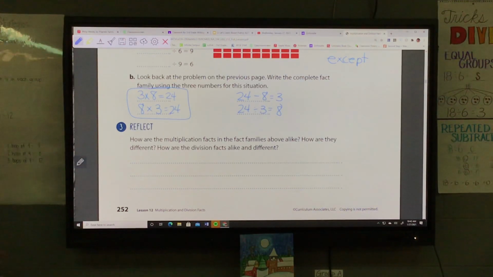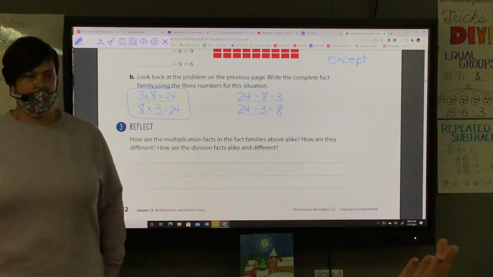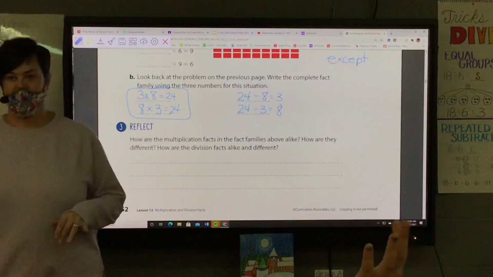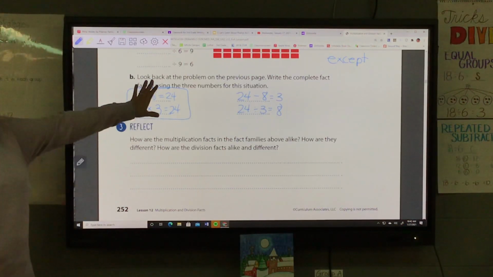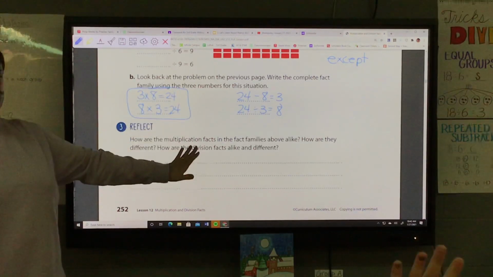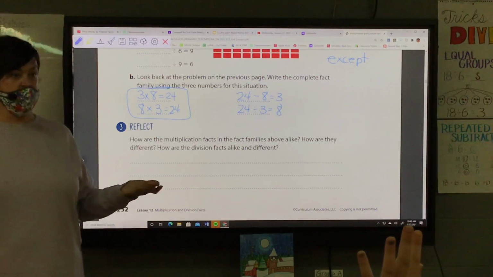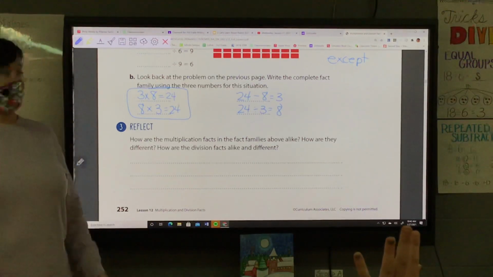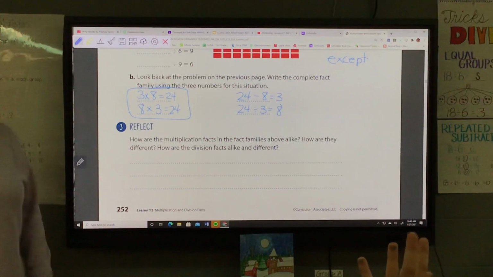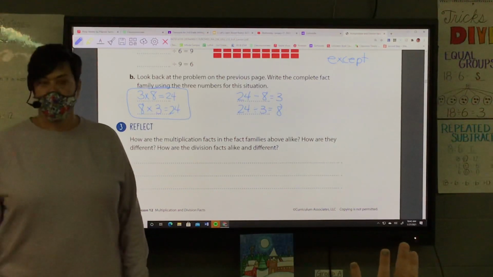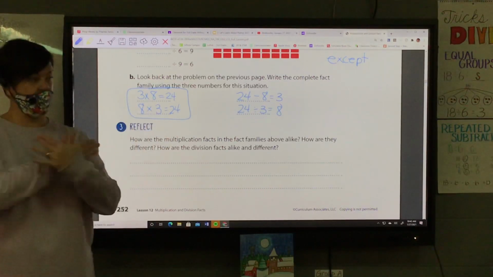All right. How are they the same? What did you write down? What makes them alike? Reese? They both equal the same number. Okay, they have the same product. What's another way they're alike? Because there's more than just that, right? How else are they alike? Lucas? They're the same numbers, but they're switched in different places. Do you agree with him? The factors are the same?